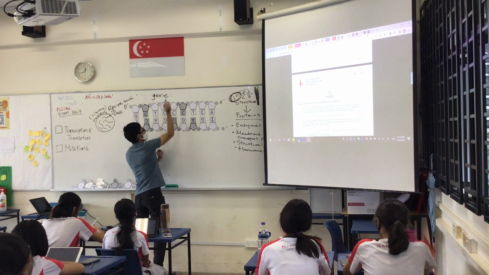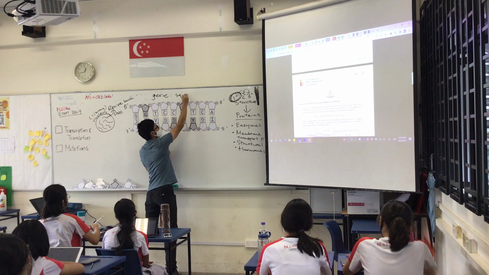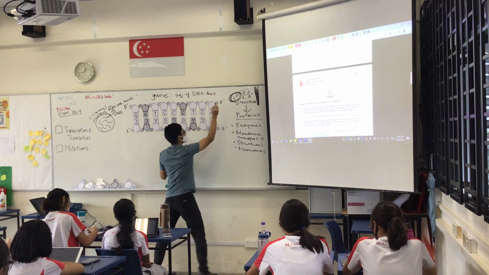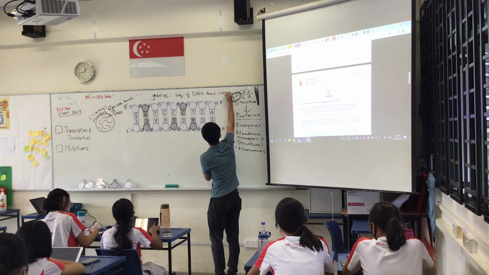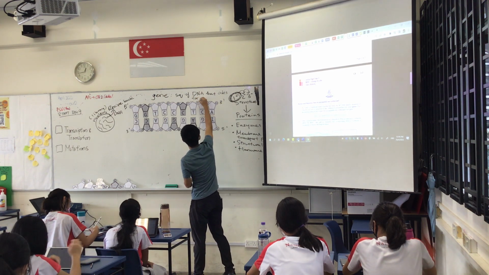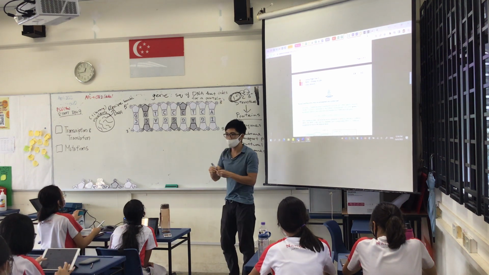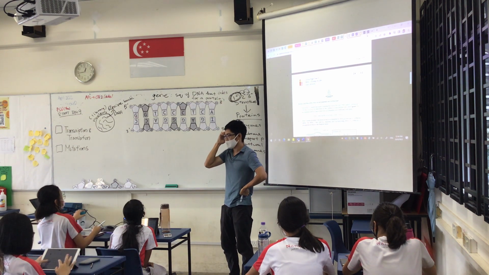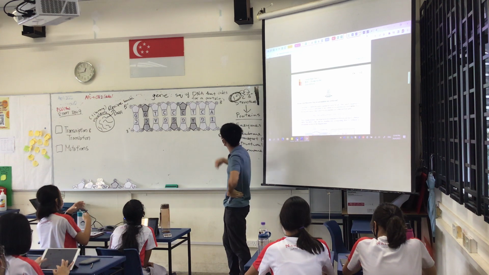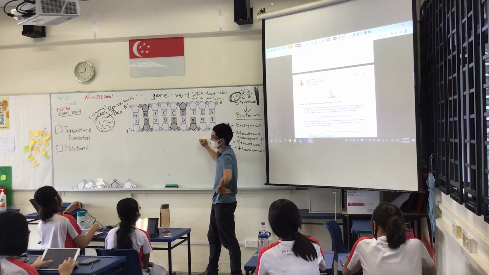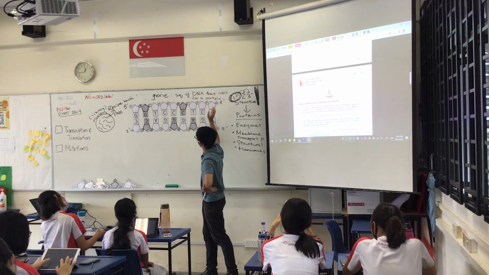a gene is nothing more than a sequence of DNA that codes for a protein. That's what a gene is. A lot of nucleotides together. A gene is a sequence of DNA.